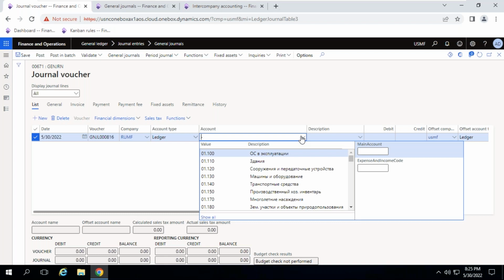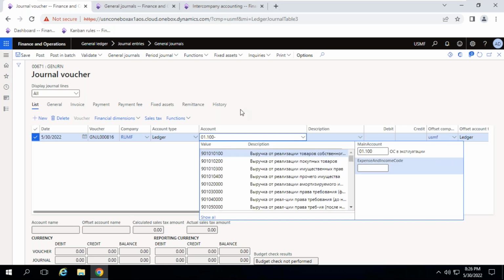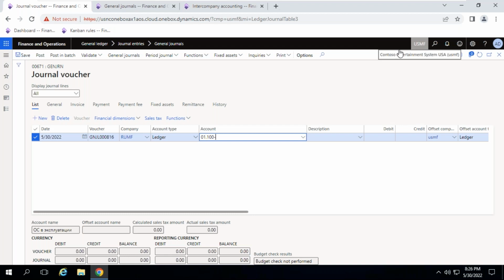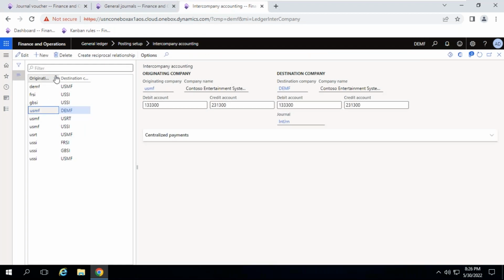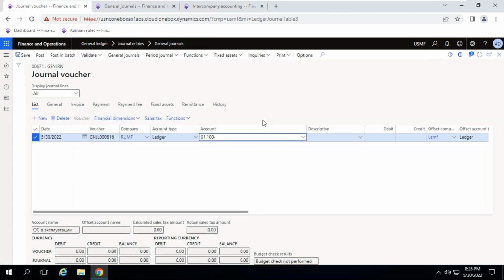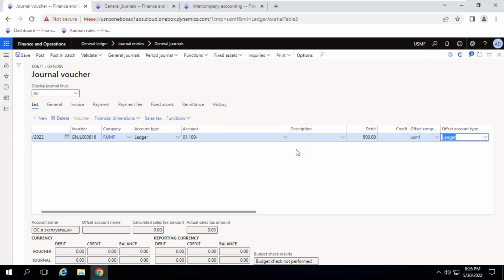Got it? But if you want to post, you should have the USMF versus RUMF intercompany connection here. Then only it will allow you. If not, if you are trying to post, it will throw an error message.